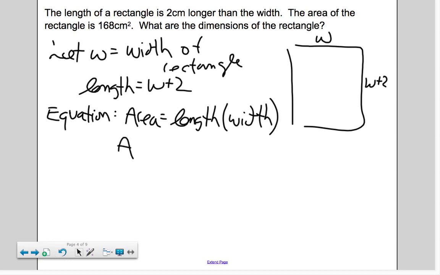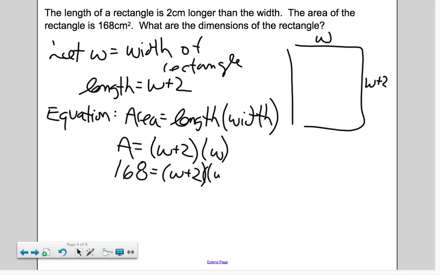So here A is equal to, well, what's my length? W plus 2. And what's my width? W. Am I given anything else in the problem? The area. What's the area? 168. So 168 equals W plus 2 times W.